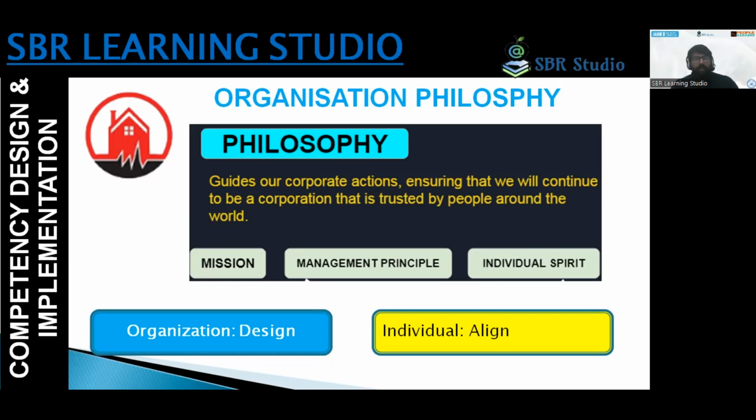So there it comes when you are identifying the competencies. There you have to align them with the organization where you are designing. Then you have to align it with the individuals. When you design your organization based on this philosophy, you can effectively identify your competencies and align them with the organization.